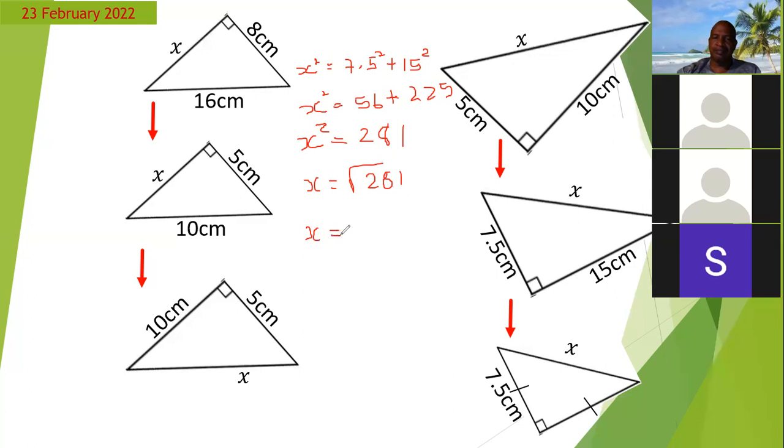What's the unit here? 17 centimeters. 17 centimeters. Don't forget the unit, guys. That is very important. Without a unit, your values don't mean anything at all. All right.